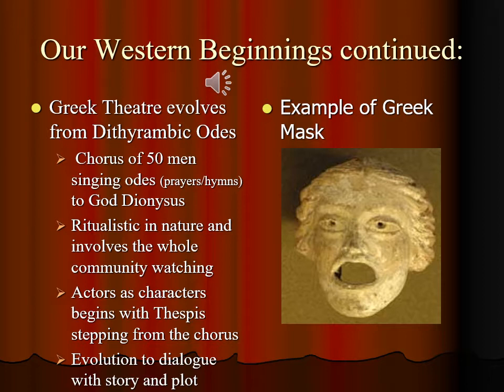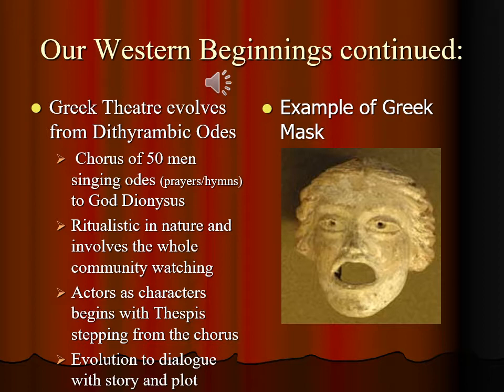The community would stand around the chanters of the dithyrambic odes. Eventually, it is believed that they added some kind of movement with the chants, and then they began to wear specific costumes, masks. I have here the image of a Greek mask. They continued for a couple of centuries chanting and being a part of these dithyrambic odes. The ritualistic nature involves the whole community watching.